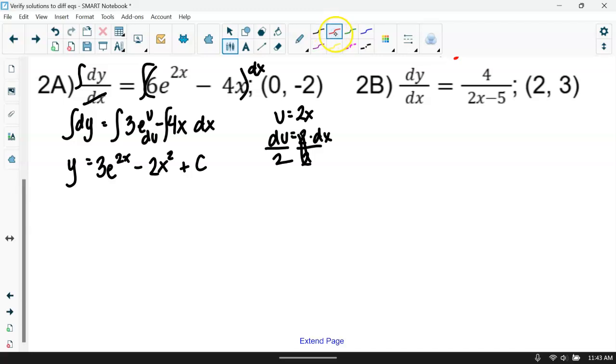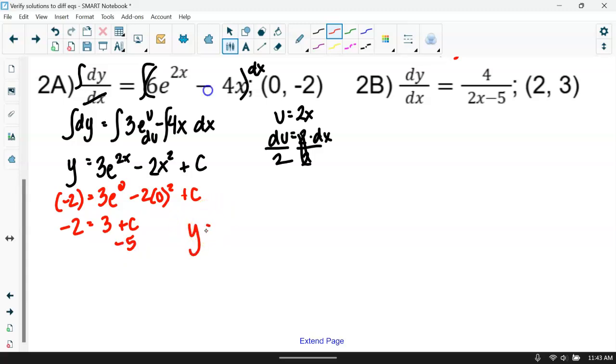So now, finding our particular solution, y is negative 2, and 3 times e to the 2 times 0, which is actually just 0. So again, that's nice here. Minus 2 times 0 squared plus c. So negative 2 is equal to, you should have gotten just 3 plus c, making c equal to negative 5. So y is equal to 3 times e to the 2x minus 2x squared minus 5.